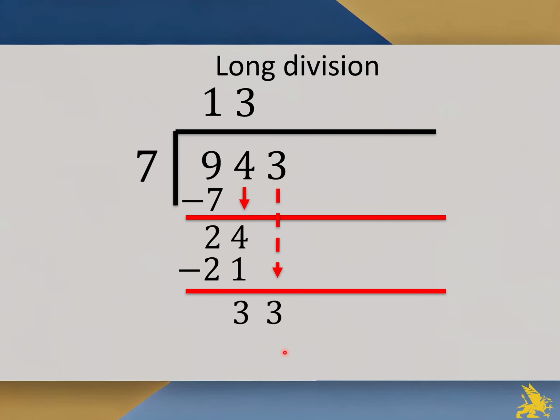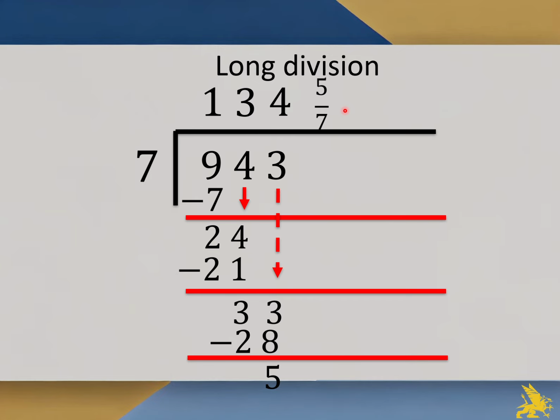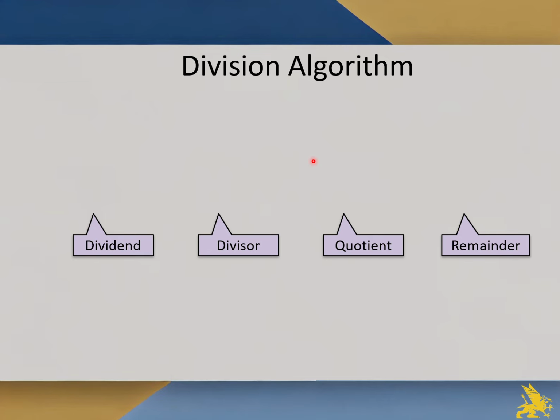So now I've got 33. How many 7's are in 33? 4. I go back the opposite way. 4 times 7 equals 28. I take that away and I get 5. Again, I can't do it. So I'm just going to go to the next step and say that means I've got 5 remainder. So it'll be 5, still needs to be divided by 7, and I can write it as a fraction.